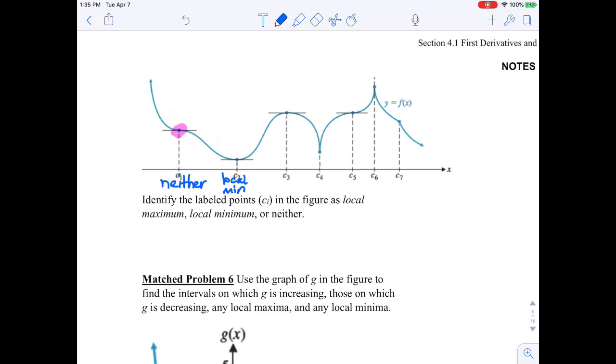Critical value 3 is going from rising to falling. So this is a local max. Critical value 4, it's falling and then it's rising. So this is a local min. Critical value 5, it's still continuing to rise. So this is neither. Critical value 6 is a local max. And 7 is neither.